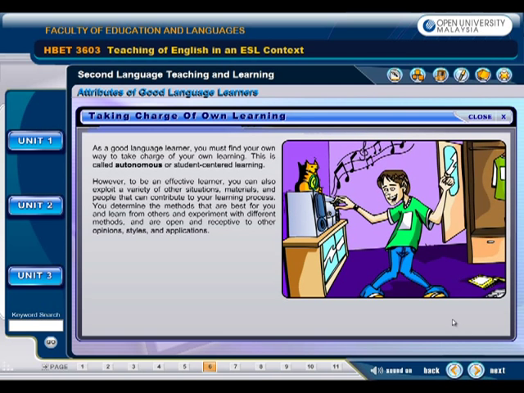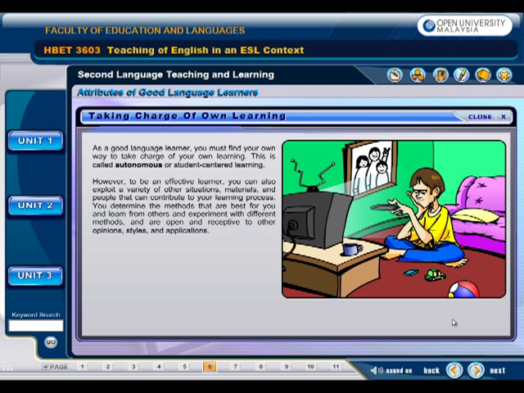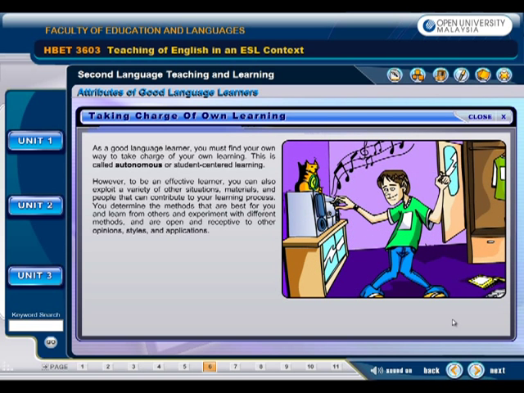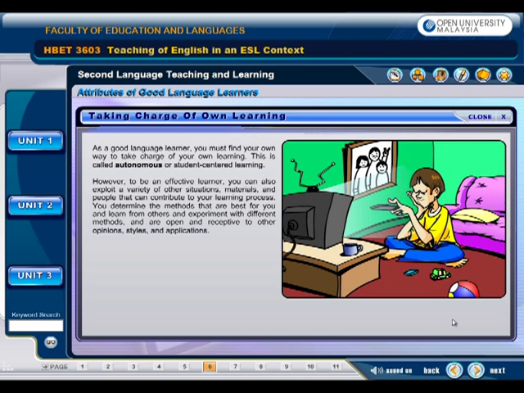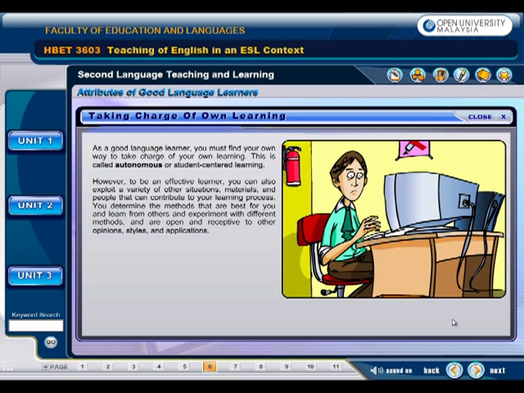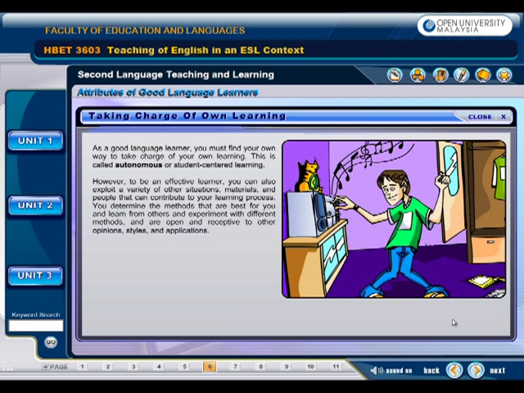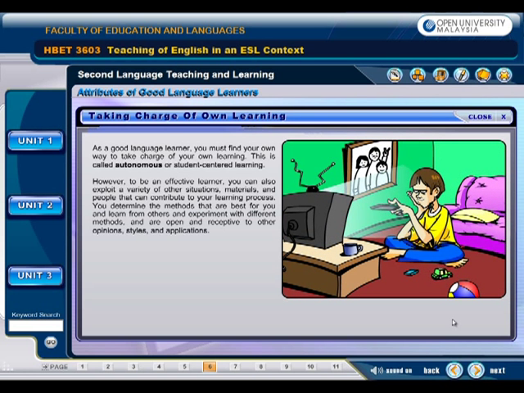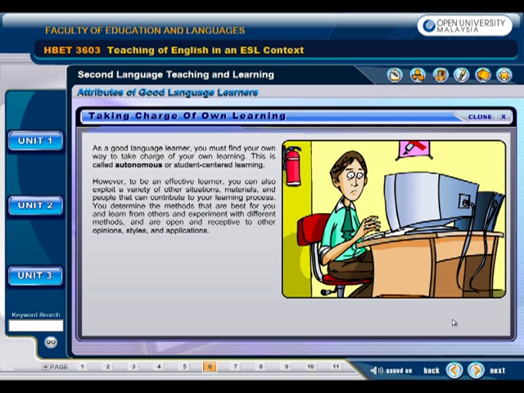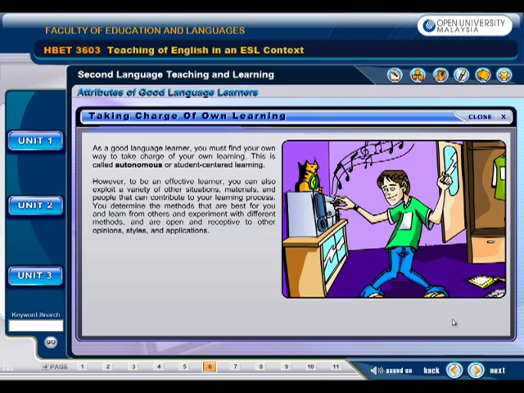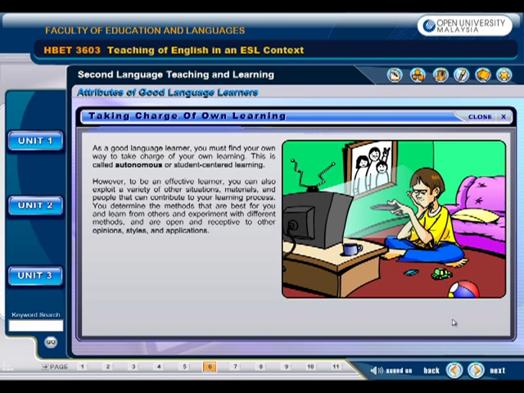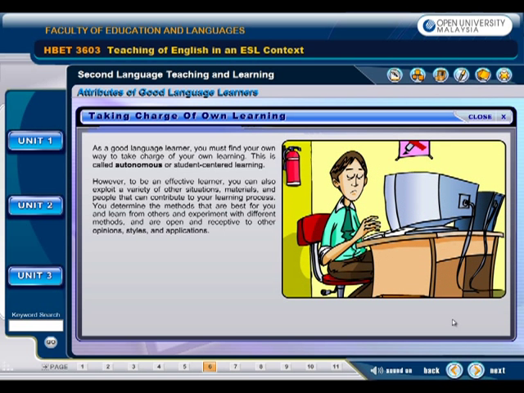As a good language learner, you must find your own way to take charge of your own learning. This is called autonomous or student-centered learning. However, to be an effective learner, you can also exploit a variety of other situations, materials, and people that can contribute to your learning process. You determine the methods that are best for you, learn from others, experiment with different methods, and are open and receptive to other opinions, styles, and applications.